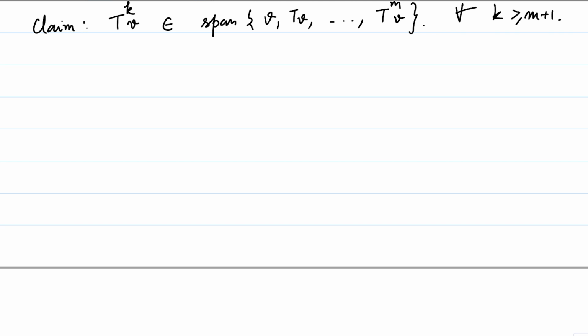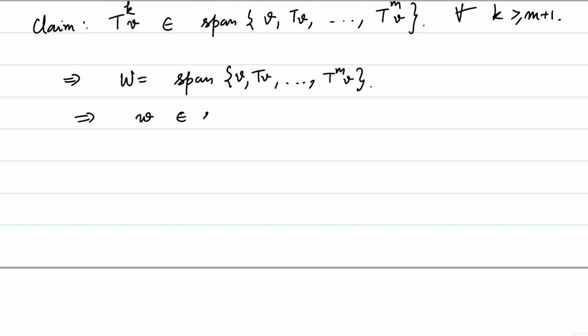But the moment this happens, what this implies is that W is the span of V, TV, up to T to the power MV, because any T to the power KV for K greater than M will be in the span already. So the span of V, TV, T squared V, and so on is exactly equal to this, in fact. But that implies that W is in the span of all these vectors.